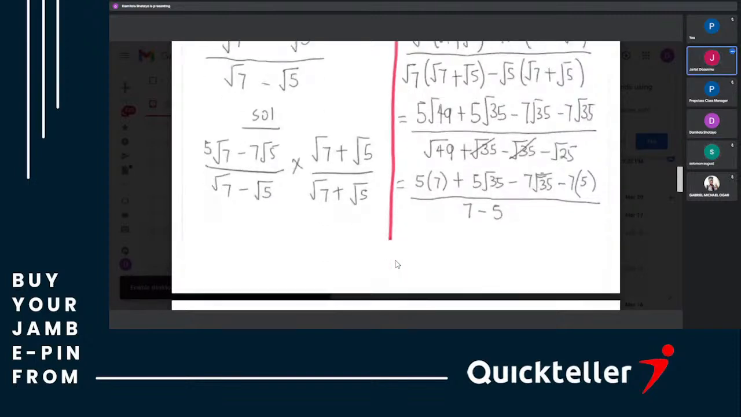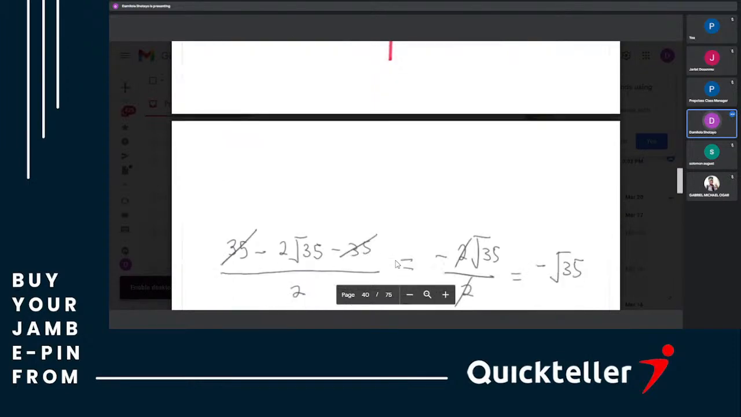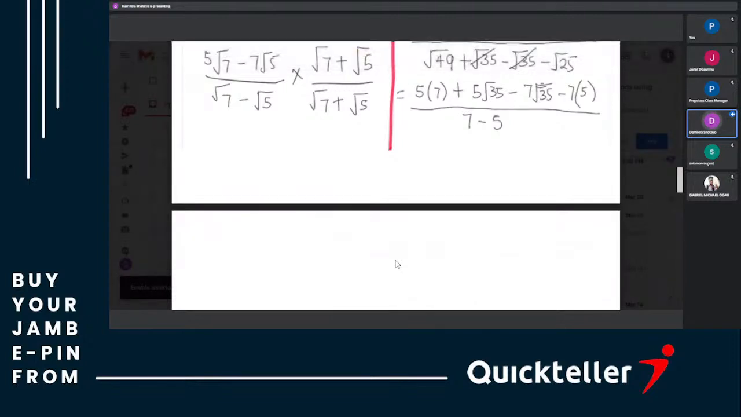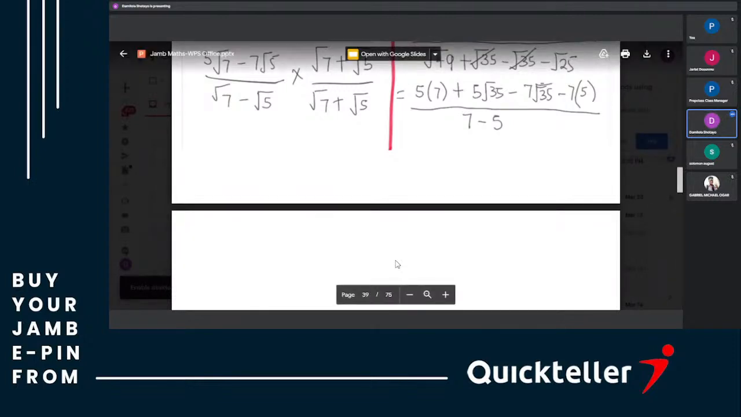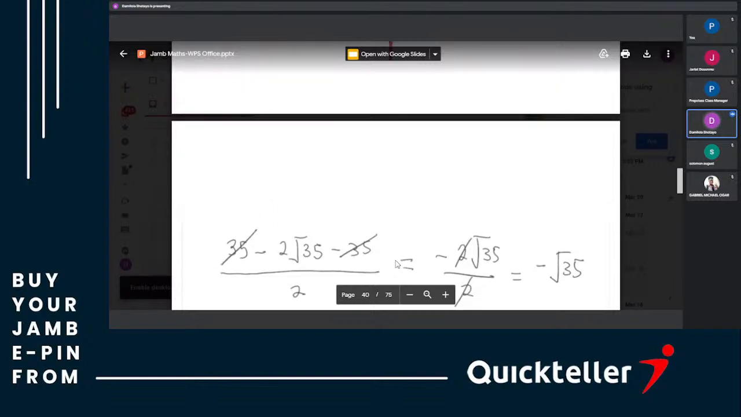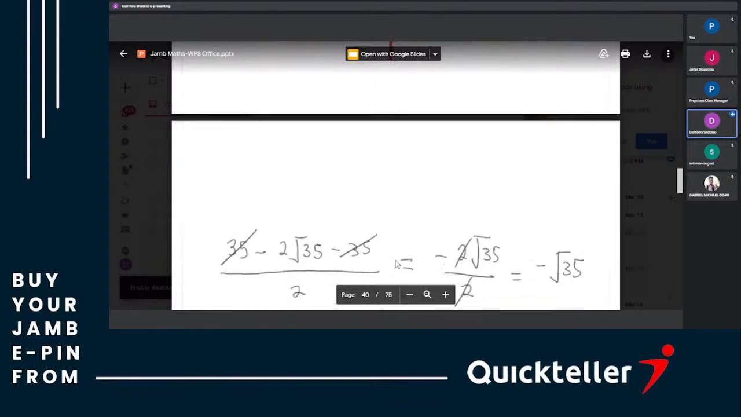Yes, sir, certainly. Okay, going down from there: 5 times 7 is 35, then plus 5 root 35 minus 7 root 35. Plus 5 minus 7 is minus 2, so that gives me 35 minus 2 root 35. Then the last part is 7 times 5, which is 35.